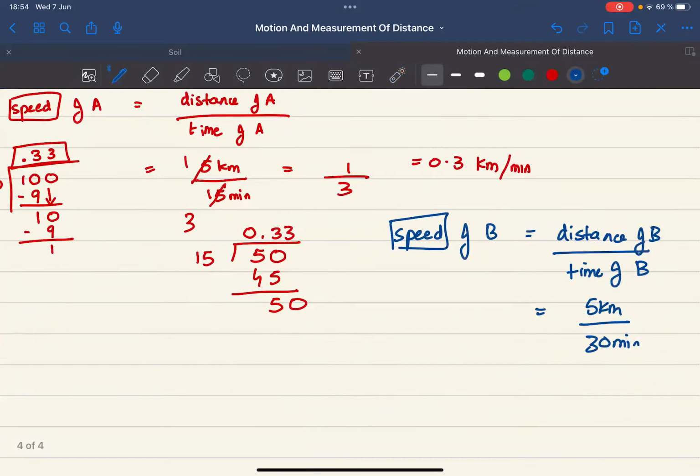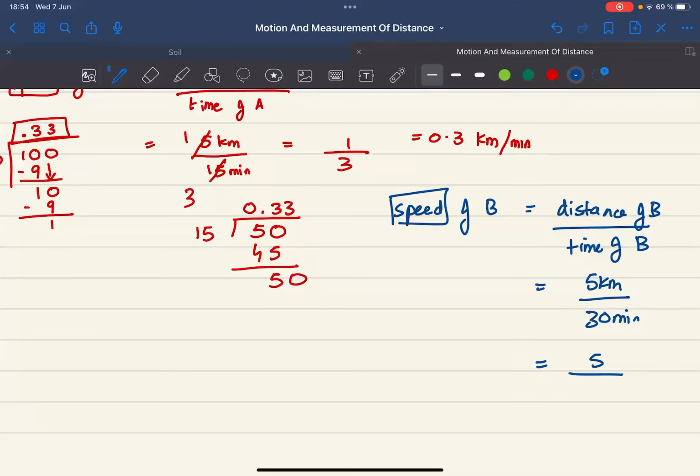Use the method that I taught you. What is the table that goes for both? 5, so 30 comes in 6 times. And 5 goes in 1. So 1 by 6. Now you can do the division. What is 1 divided by 6?